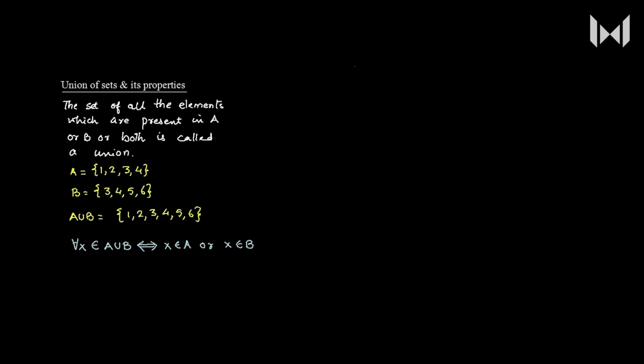Now talking about the properties of union. The very first one being A union A is equal to A, and that's very obvious that if you take the union of two sets which are the same set, the answer is going to be the same, and we call this property the idempotent law.